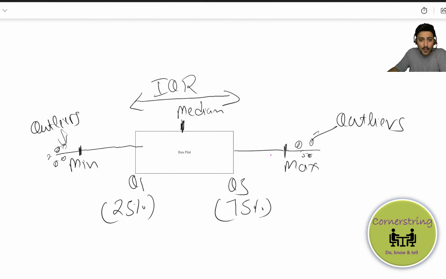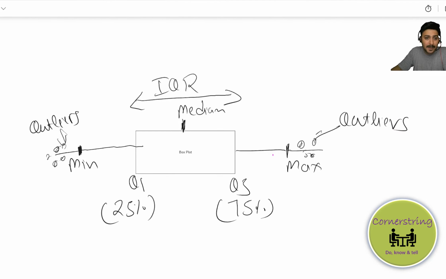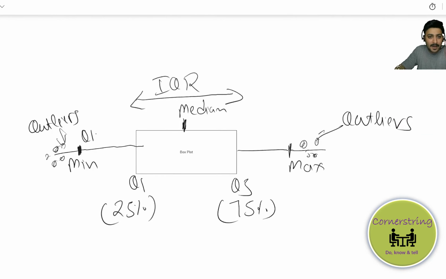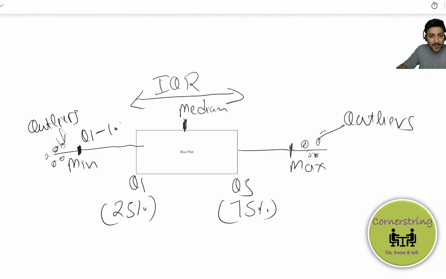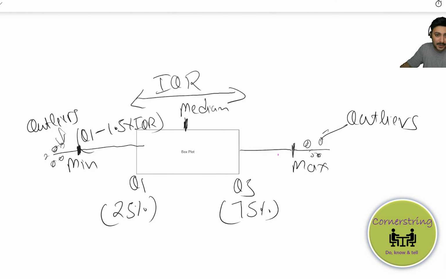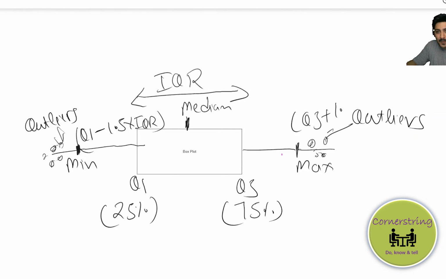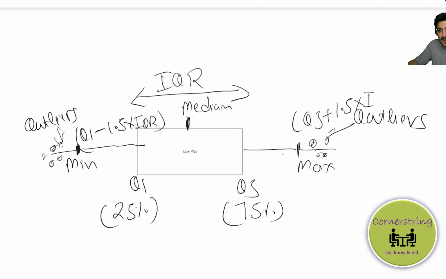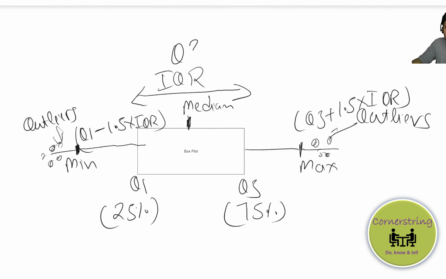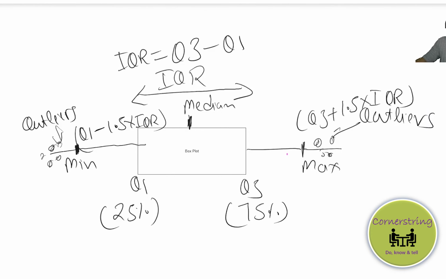For this, Q1 is your 25th percentile. In order to see what value should come in the minimum, there's a statistically defined formula: Q1 minus 1.5 times your IQR. So that's the formula, guys, to calculate the minimum. For the maximum, it's Q3 plus 1.5 times your IQR. Now what is IQR? IQR is Q3 minus Q1, so IQR is equal to Q3 minus Q1.